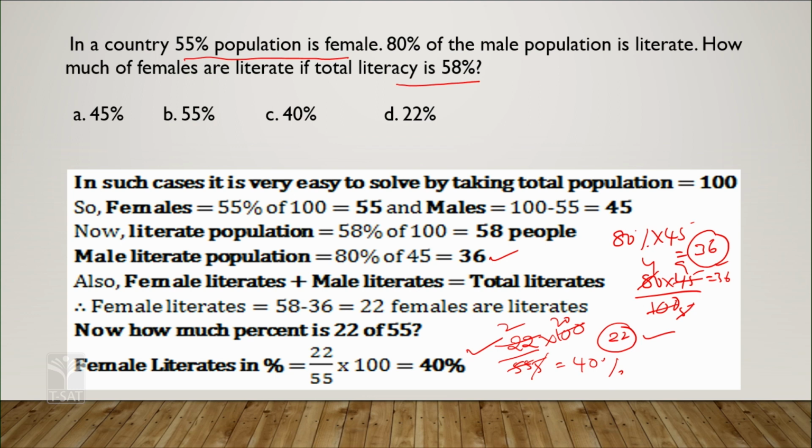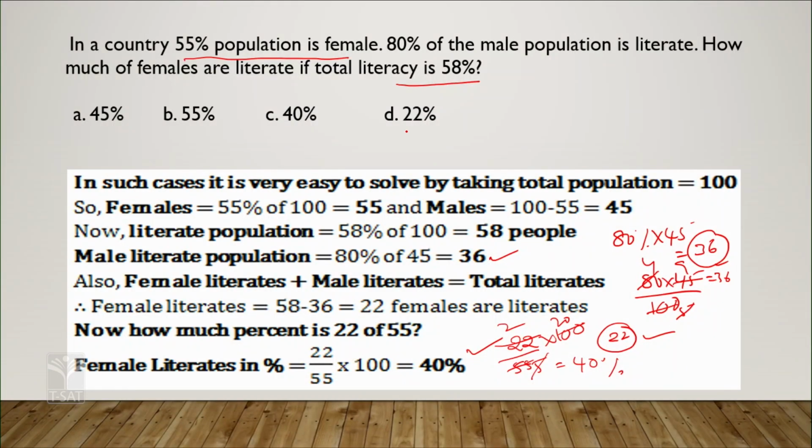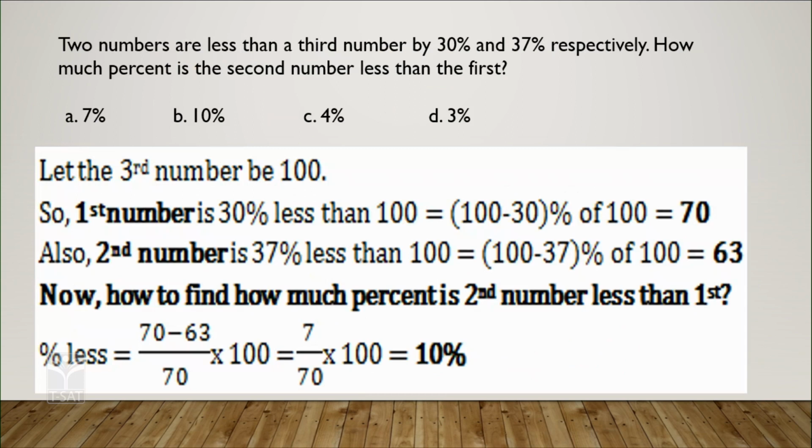22% of people among 55% of the population are literate. That's a very important thing here. So 22% of 55 is 40%. So the correct answer is 40. See, options are given 22. So in between, some will simply choose the 22, but it's not the correct answer. So this is very clear. You have to follow what is given and what is required. That's very, very important.